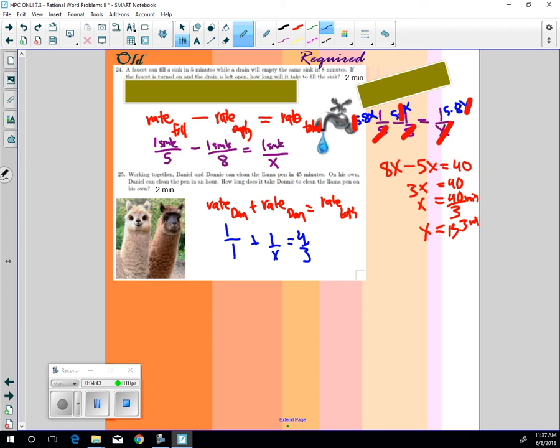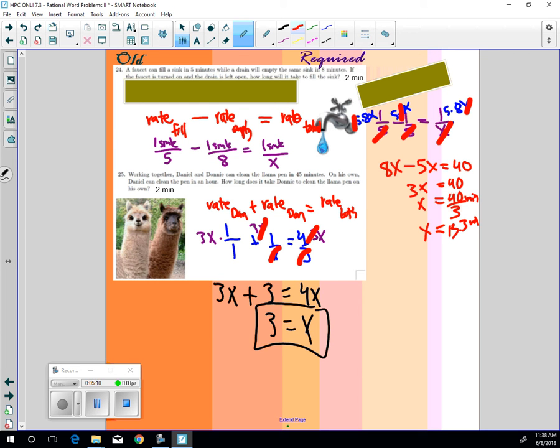So now when we multiply through, you're going to get 3x, 3x, 3x, cancel out the 3's, cancel out the x's, and you'll get 3x plus 3 is equal to 4x. So 3 is equal to 4x minus 3x, which is x. It should take 3 hours for Donnie to do it by himself. Donnie's a little slow. That's all right.